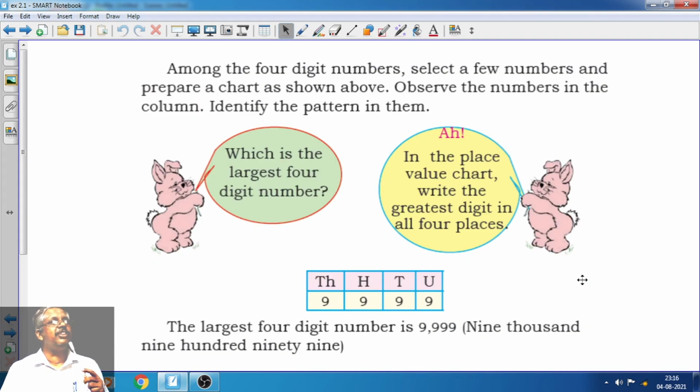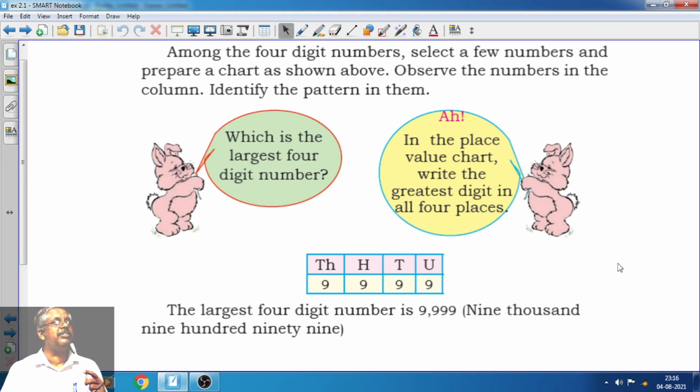Among the 4-digit numbers, select a few numbers and prepare a chart as shown above. Observe the numbers in the column and identify the pattern in them. What is the pattern? The left one says, which is the largest 4-digit number? It is found to be 9999. And in the place value chart, write the greatest digit in all 4 places.